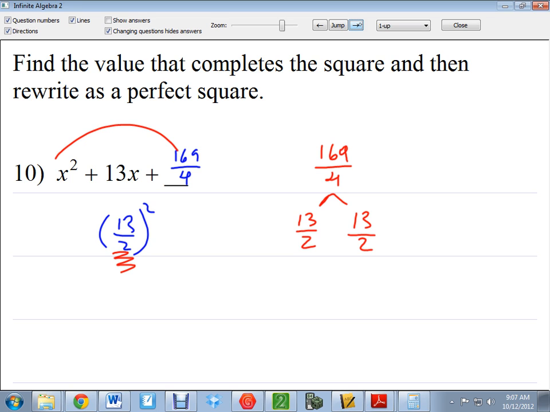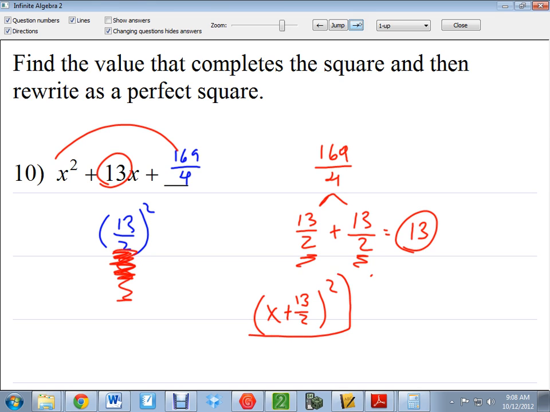But what does that add up to? Well, 13 halves plus 13 halves is equal to 13. Is that what I needed? Well, yeah, it is. It just so happens that this number on the inside of the parenthesis is always going to be these numbers right here. Now we can do the shortcut factoring, and that's going to be x plus 13 halves squared. And this is the fully factored version.